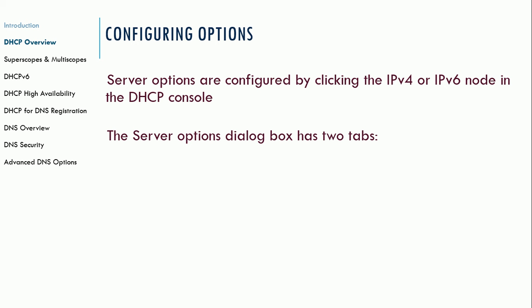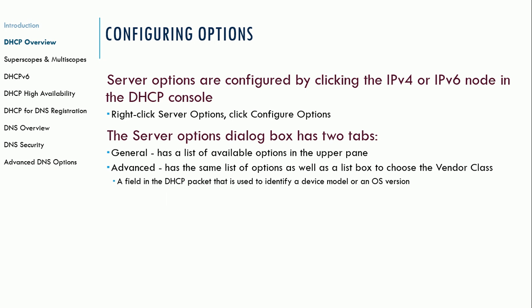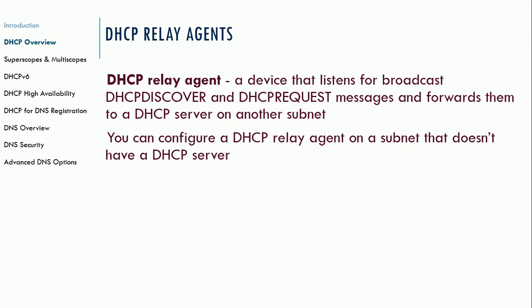All right, so server options are configured by clicking the IPv6 or IPv4 node in the DHCP console. So you right-click the server options and then click Configure Options. The server dialog has two tabs, the General tab and the Advanced tab. The General tab has a list of available options in the upper pane, and Advanced has the same list of options as well as a list box to choose the vendor class, which is a field in the DHCP packet that's used to identify a device model or an operating system version.